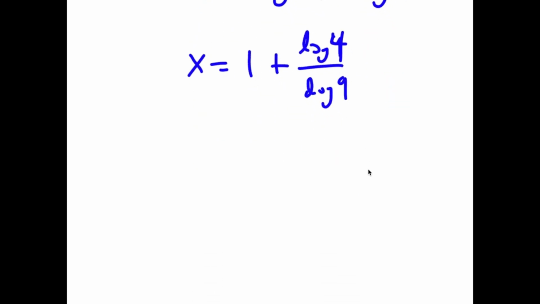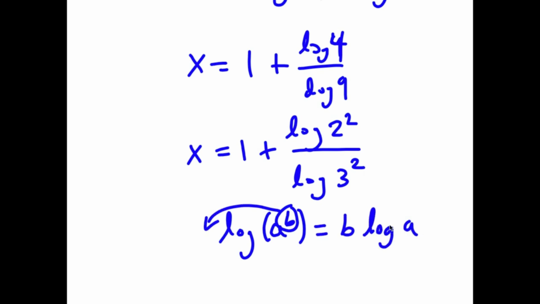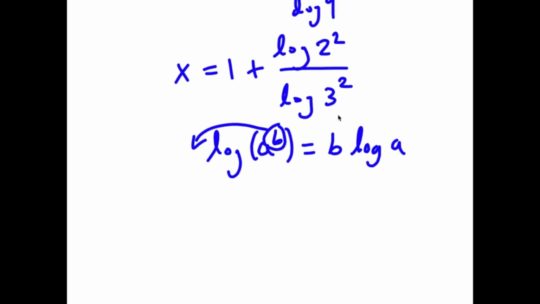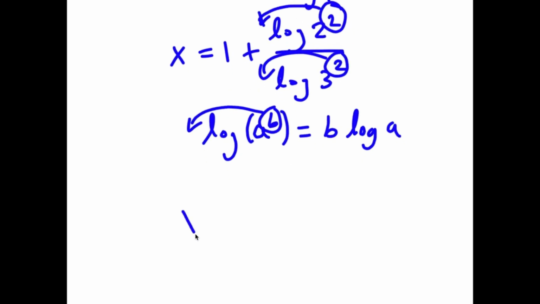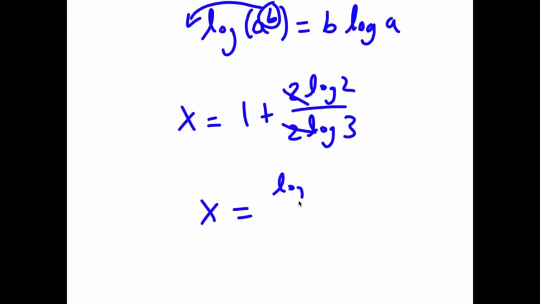So now I can rewrite log 4 as log of 2 squared, and I can rewrite log 9 as log of 3 squared. And remember, if I have something in the form log of a to the power b, I can move this exponent of b to the front, so this can equal b times log a. So now I can move 2 to the front for this, and 2 to the front for this. So now I have x is equal to 1 plus 2 log 2 over 2 log 3. If I cancel these two out, I get x is equal to log 2 over log 3.